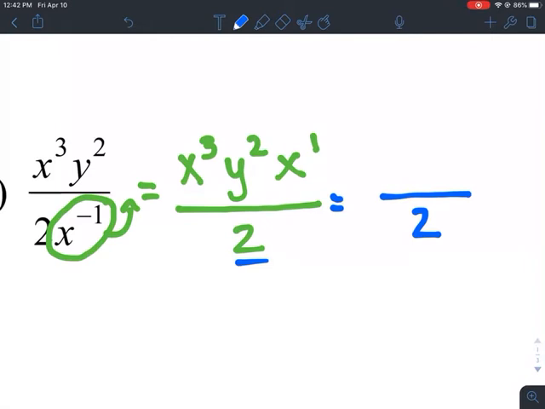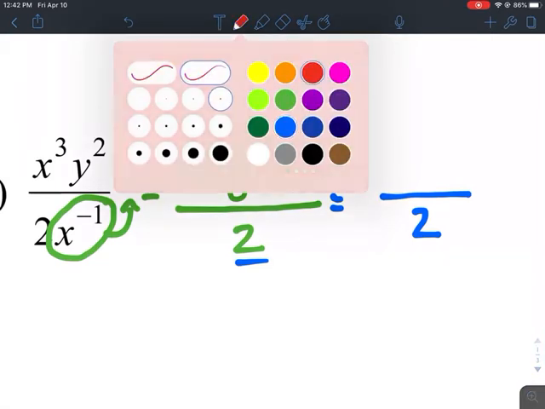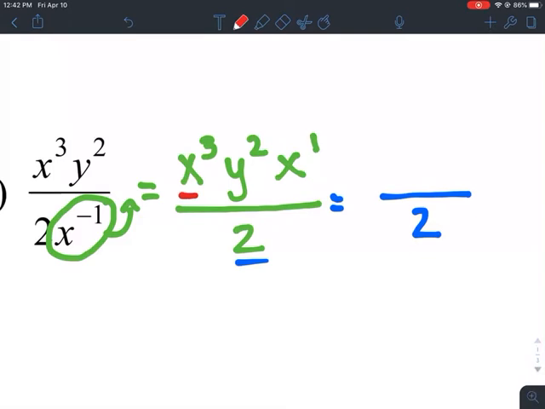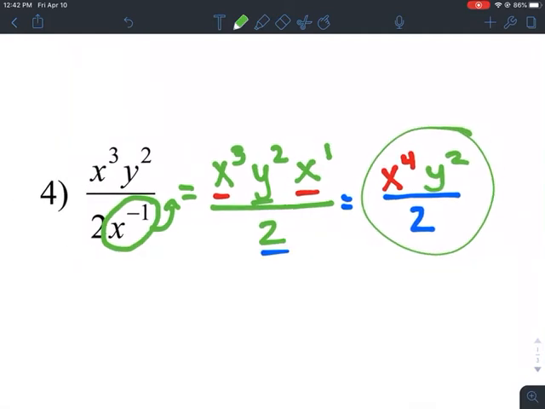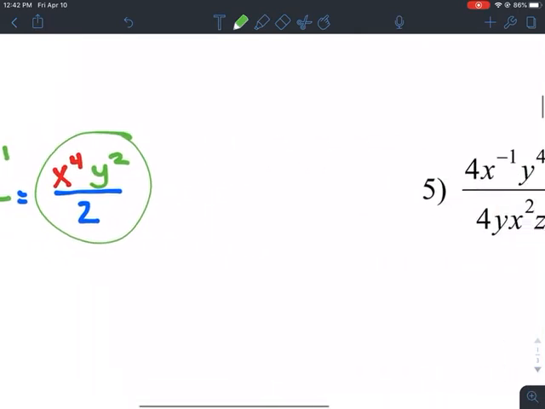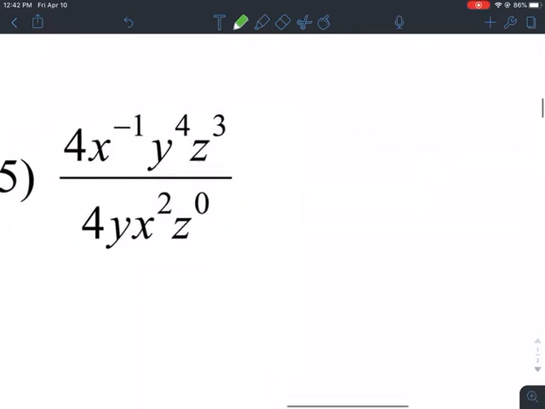Now all of my x's are on top. So it's like what we did at the beginning with part 1 of this. They just add together. So x to the 4th. Then with my y's, it's the only one. So it's just going to stay where it is. Y squared. And then I'm done. Okay? So I got one more example of that.